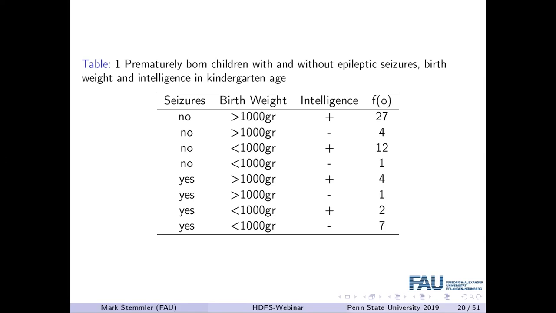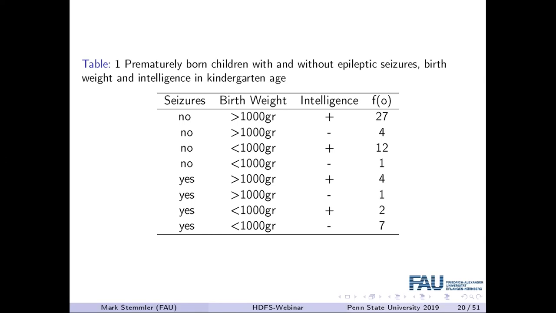And of course, you can see here that, thank God, many of those who were above average intelligence had no seizures, and their birth weight was, although they were prematurely born, above 1,000 grams. That doesn't mean that the highest cell is automatically a type, or that those with small numbers are antitypes. We will see later on.